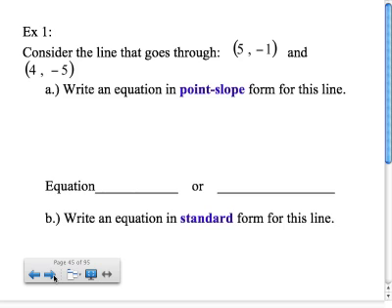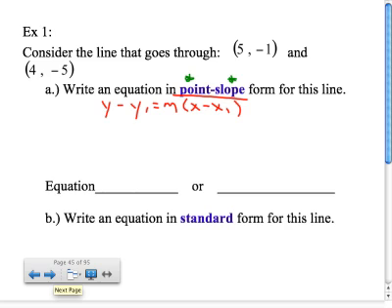Example 1 is very similar to things that we did together the other day in class. It says consider the line that goes through (5, -1) and (4, -5). Write an equation in point slope form. So the first thing you need to identify is point slope form. That means y minus y1 equals m times (x minus x1). Note here that in order to write the equation in point slope form, you need two things. You need a point that lies on the line, and you need to know the slope of your line.